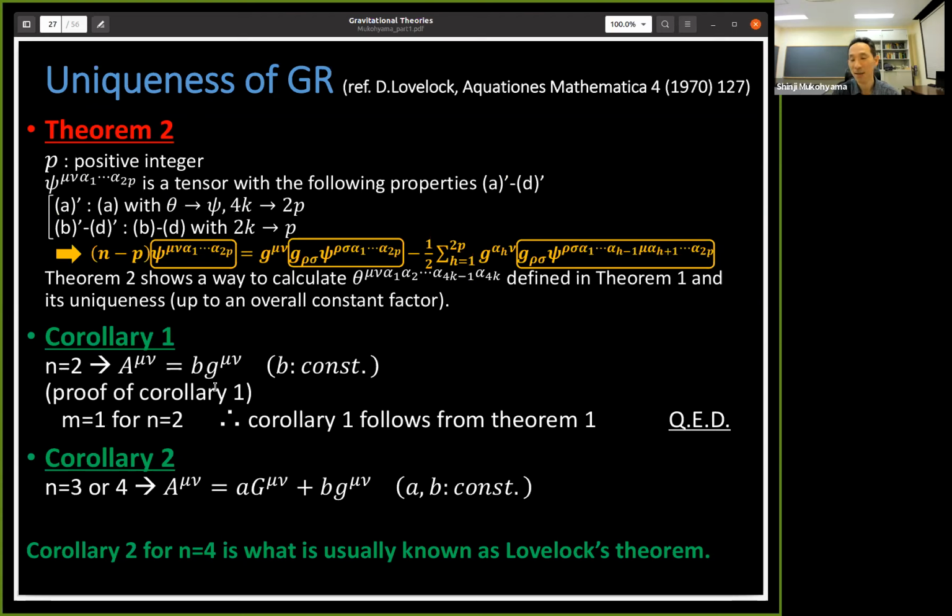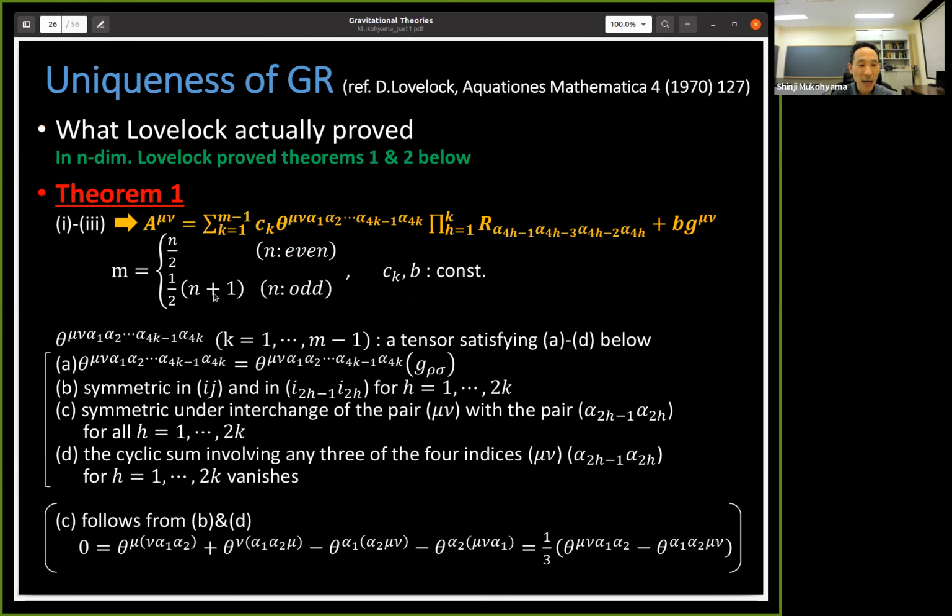So we don't have the Einstein equation in 2 dimensions. If we introduce a scalar field, we have something like the Einstein equation, but without an extra field, we don't have it. This is the first corollary. The second corollary: let's consider the number of dimensions 3 or 4. Of course, this is of our interest. If n is 3, n is odd, so m is 2. If n is 4, again m is 2. So m minus 1 is 1.